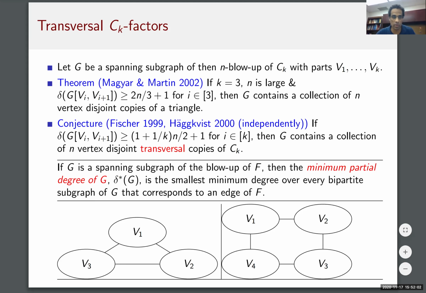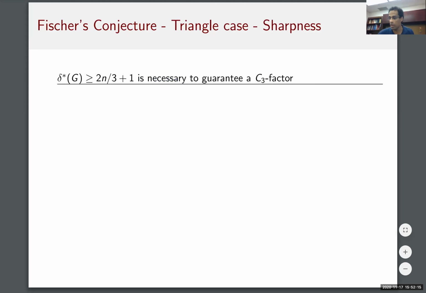Okay, and I'll say right now that the main result is that we were able to show that this conjecture holds asymptotically. And we'll get to that in a second. So first, let me quickly go through the sharpness examples for just the triangle case.